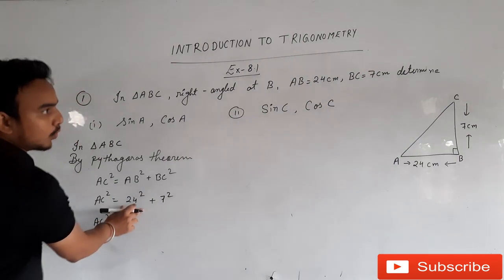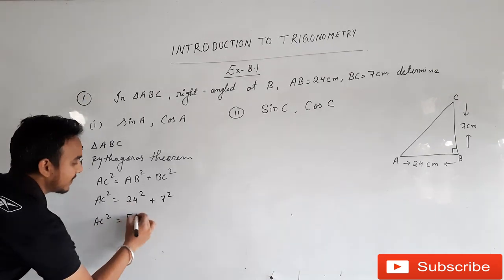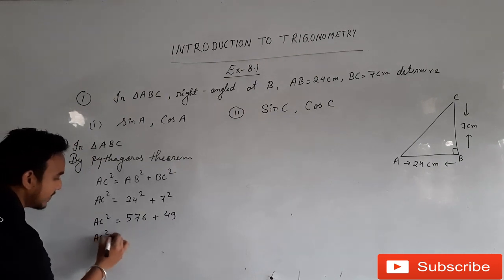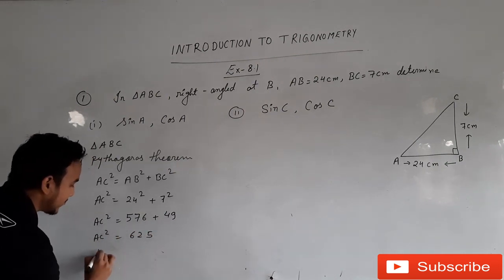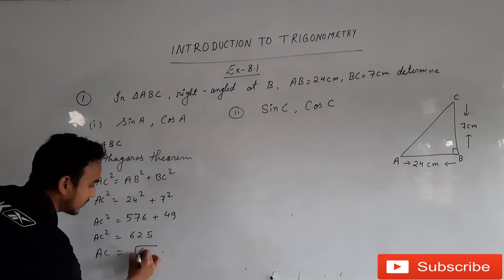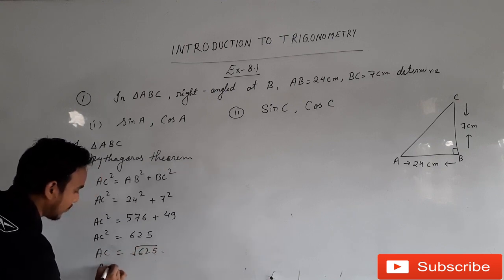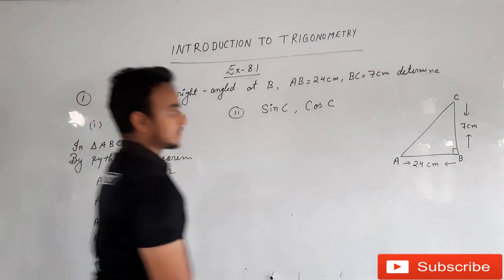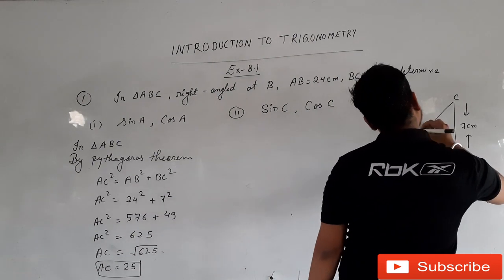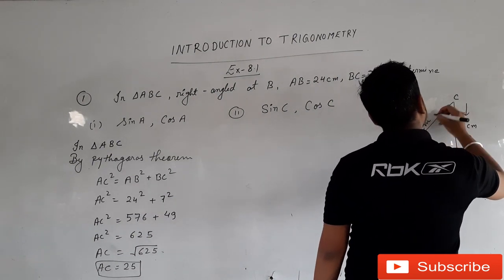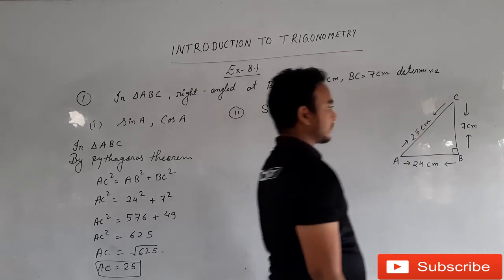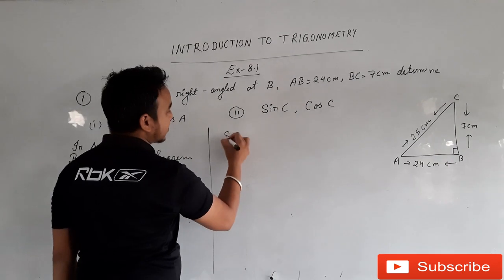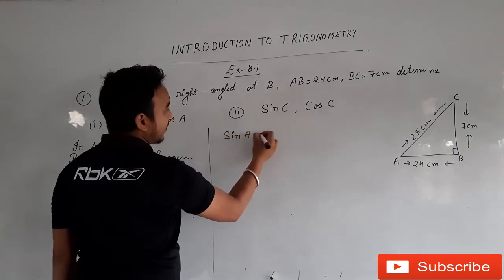AC square, 24 whole square is equal to 576 and plus 7 square जा 49. AC square is equal to 625. AC is equal to under root 625, means AC is equal to 25 unit. Clear? It means we can say hypotenuse is 25 centimeter. Now coming to the question, the first question is asking about sin A.